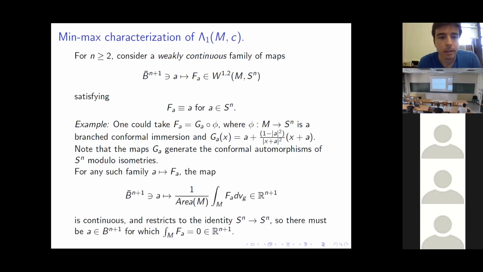Well, for any such family, going back to this general setup, if we take the map sending a point in B^{n+1} to the average of f_A as a vector in R^{n+1}, then it's easy to see that it's continuous, because these are weakly continuous functions of A. And moreover, by this boundary condition, it restricts to the identity from the boundary S^n to itself. So just by elementary topology, there must be some A in the interior of that ball for which the coordinates of this map f_A are balanced. Okay, so we're just replaying Kirchner's greatest hits here.